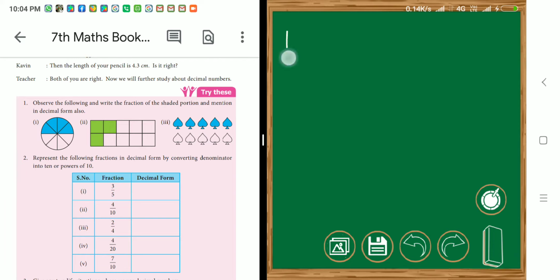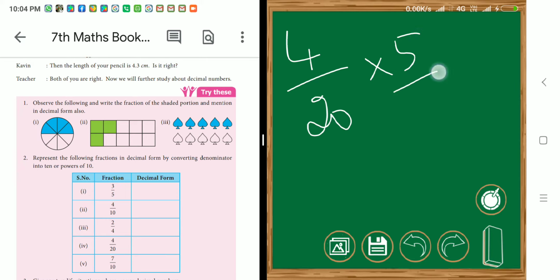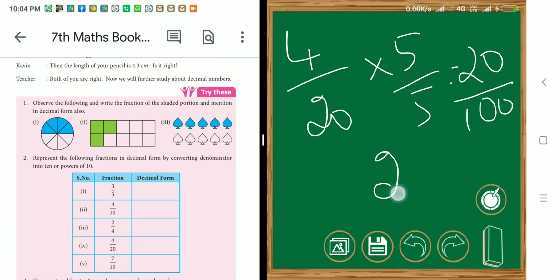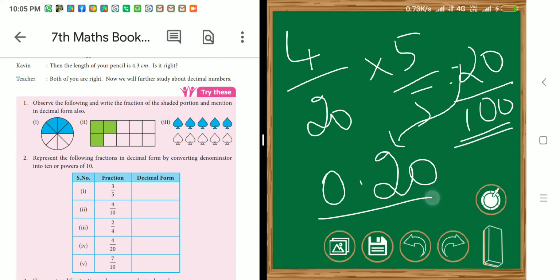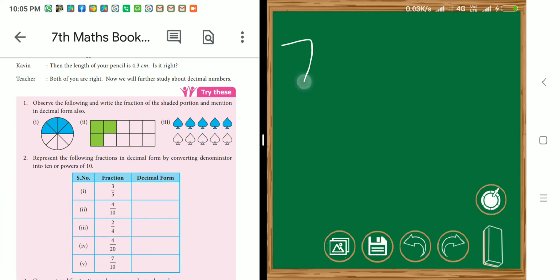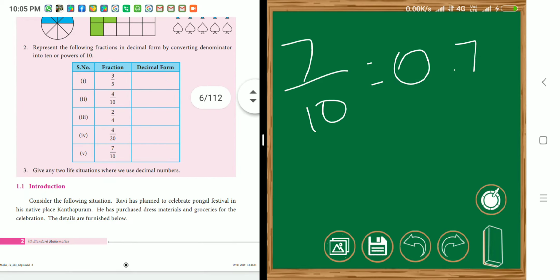Next, 4 by 20. Here also, you can multiply by 5 by 5. 4 5s are 20, 25s are 100. Now write 20 as it is in the numerator, over 100. In 100 we have 2 zeros, so the decimal point goes after the 2-digit number, and before it you add 0. This is one way. And 7 by 10. This is easy because it already has 10 in the denominator. 0.7 is the answer.